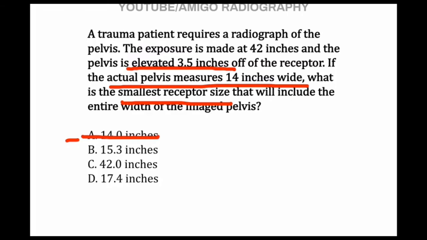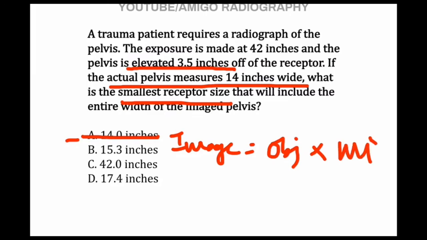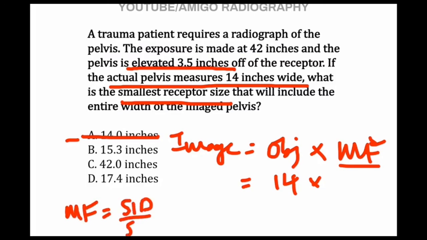So we just need to calculate the imaged size of the pelvis. And we do have a formula for that. The imaged size is equal to the object size multiplied by the magnification factor. So we have the object size, which is 14 inches, but what we don't have is the magnification factor. We can calculate the magnification factor pretty easily using the formula we've been using. Magnification factor is equal to the SID over the SOD.